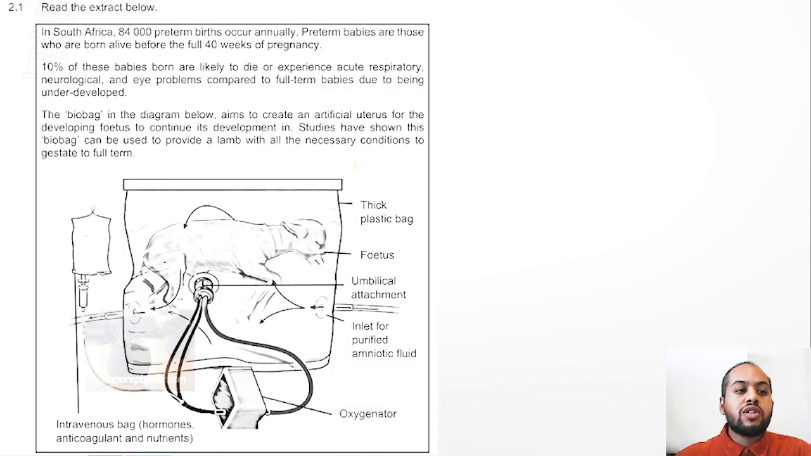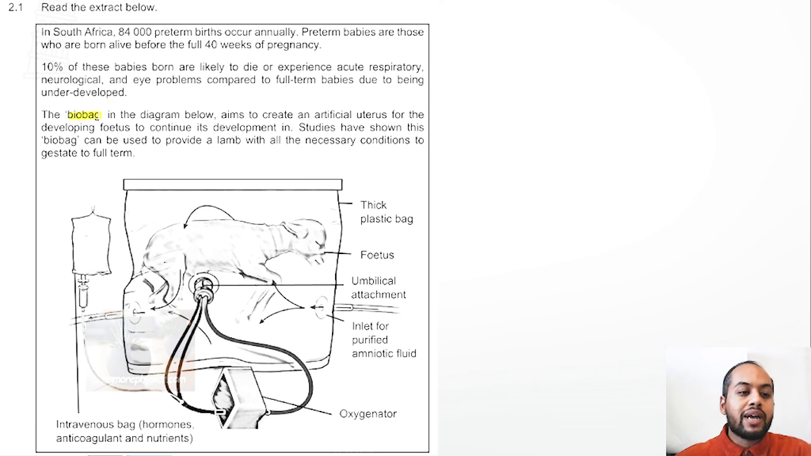The first question that we will look at is taken from question 2.1. We will specifically focus on section B, questions on human reproduction. It says, read the extract below. In South Africa, 84,000 preterm births occur annually. Preterm babies are those who are born alive before the full 40 weeks of pregnancy. 10% of these babies born are likely to die or experience acute respiratory, neurological, and eye problems compared to full-term babies due to being underdeveloped.